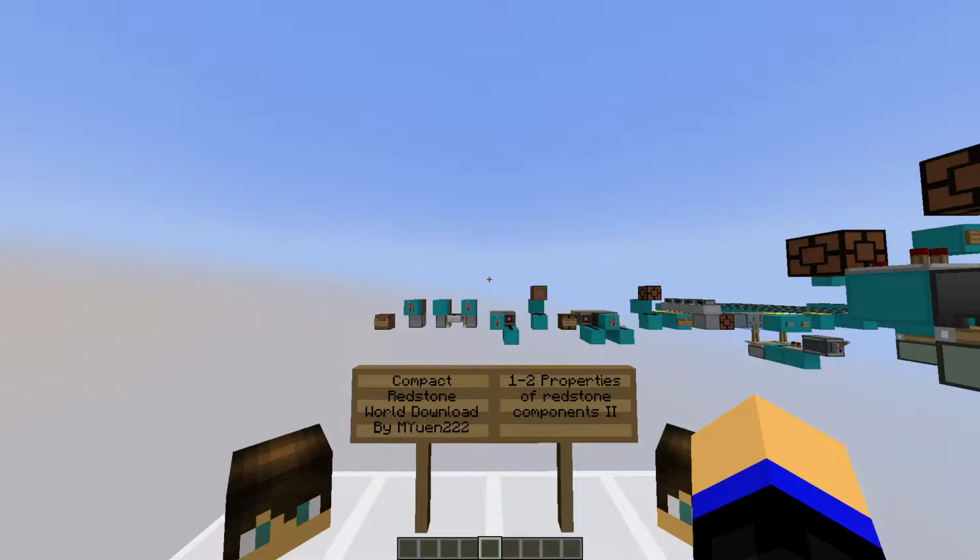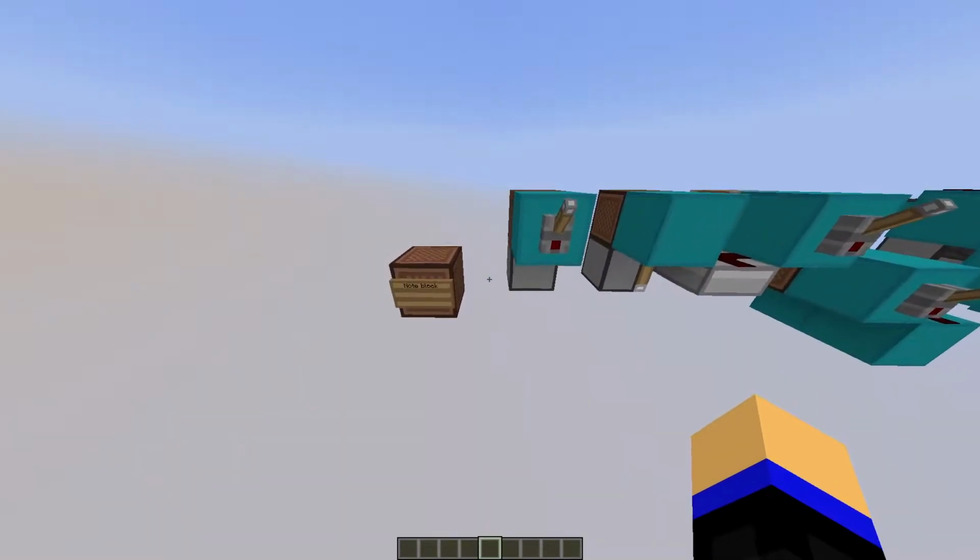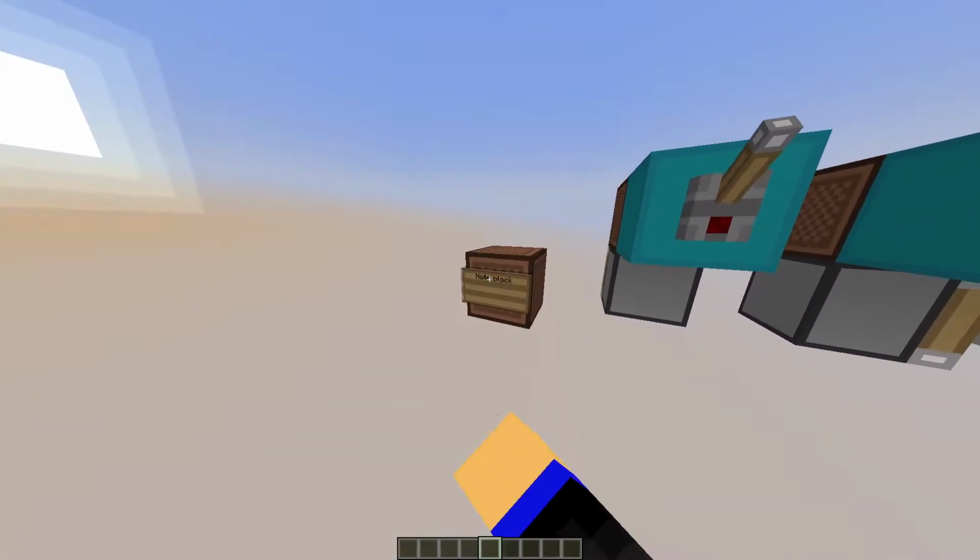This is 1-2, properties of redstone components 2, where I will introduce to you more on different properties of other redstone components that I haven't discussed in 1-1. So without further ado, let's get on to the first redstone component that we're going to discuss, which is going to be the node block.